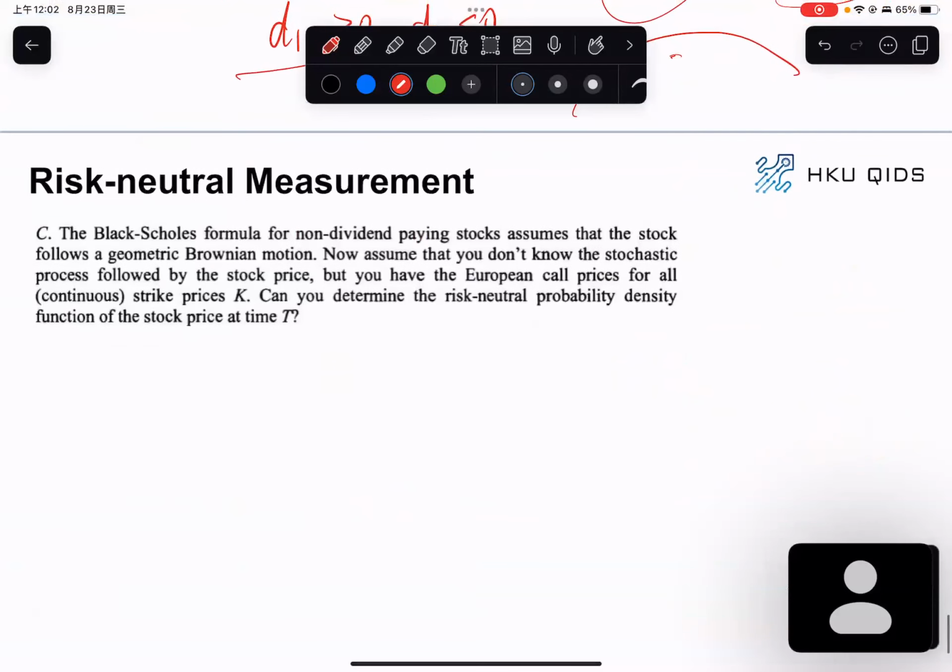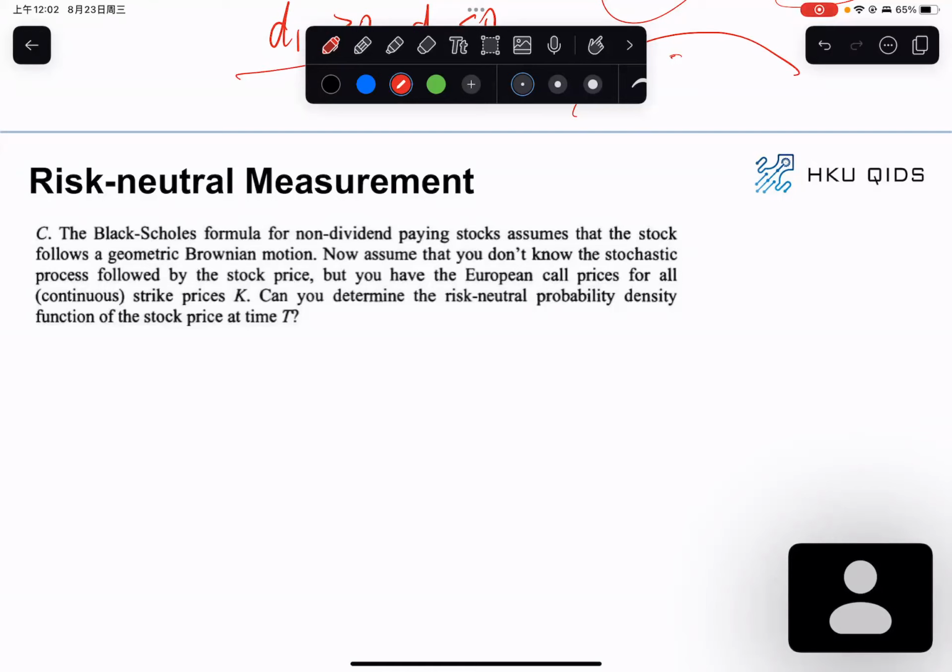Okay, so last question, the risk neutral measurement. The Black-Scholes formula for non-dividend paying stocks assumes that the stock follows a geometric Brownian motion. Now assume you don't know the stochastic process followed by the stock price, but you have the European call prices for all strike prices K. Basically, in the real market, you have all the prices, right? Can you determine the risk neutral probability density function of the stock price at time T?